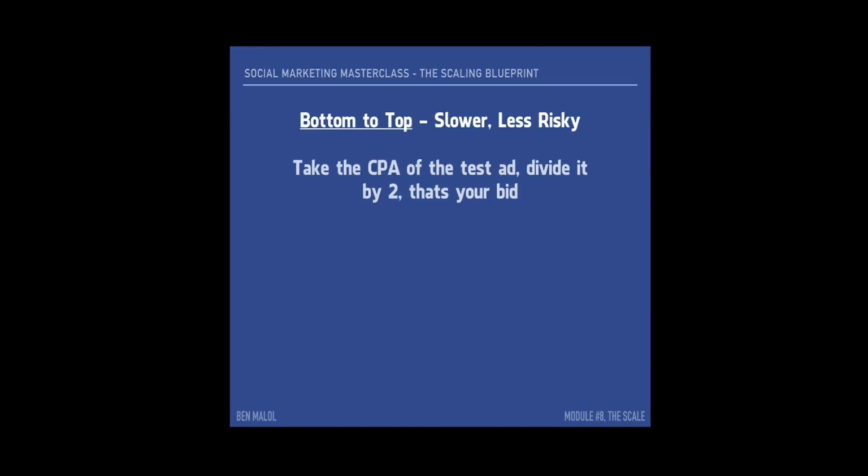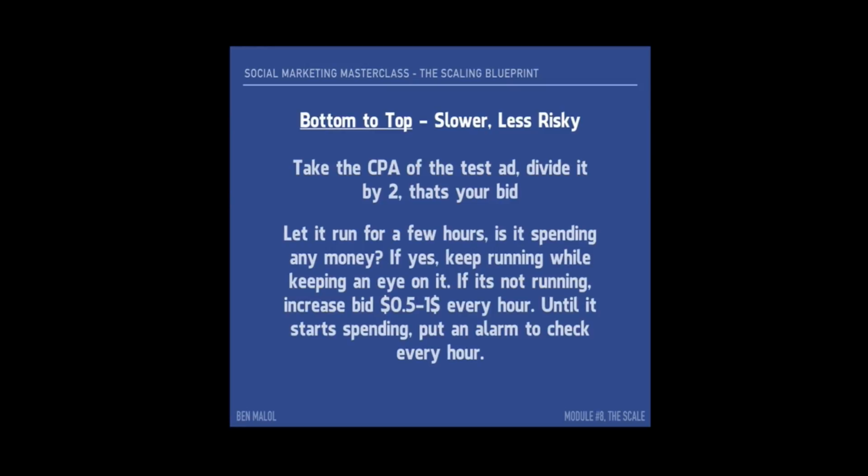Now, bottom to top is basically taking the CPA of the test ad, okay, the optimized CPA, dividing it by 2. That's your bid. Okay, so if you're optimizing for add to cart, and your add to cart, we said that it's $3, right? Cost per add to cart, we're gonna take that $3 and we're gonna divide it by 2, so that's $1.50. That's your bid. Okay, that's the bid that you're gonna put on the new ad. And now you let it run for a few hours.